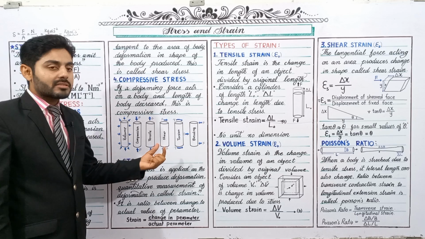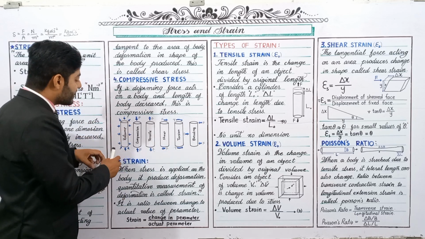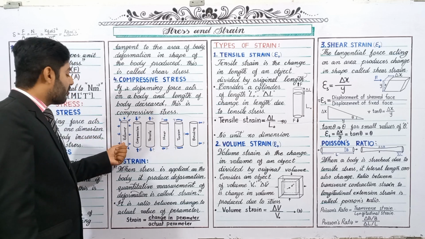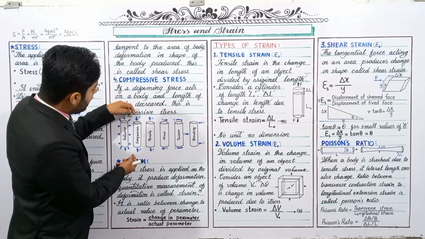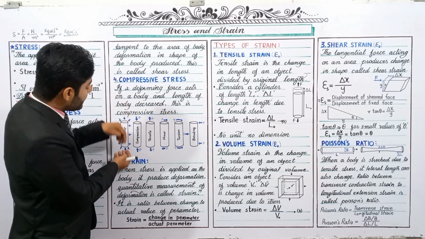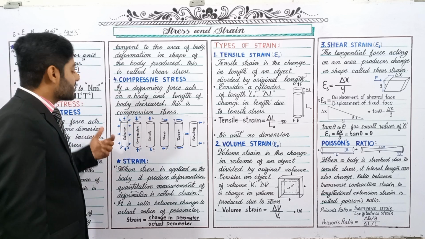We have a rubber cylinder. If you apply the force from all directions and you just compress it, that kind of stress will be volumetric stress. And if you apply the force from top and bottom in opposite directions, in this way it will also be compressed. So that kind of stress is compressional stress or compressive stress.